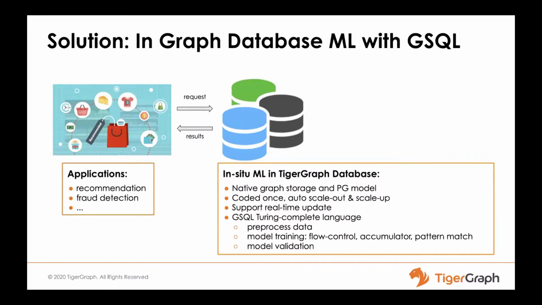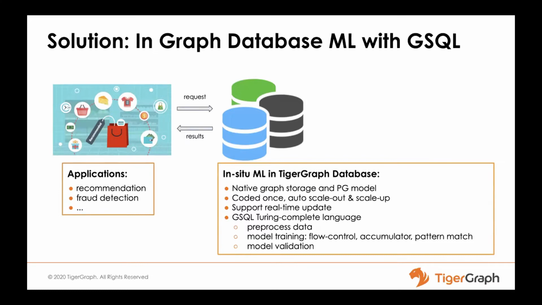One solution is we can do in-database machine learning with GSQL in TigerGraph. TigerGraph is a native graph storage and supports the property graph model. And it also has a powerful language, GSQL, and users can declaratively write any algorithm from simple reporting to advanced analytics such as machine learning algorithms. And the engine will automatically scale out and scale up the query processing. And TigerGraph supports real-time update, meaning that you can ingest data and mutate your data at any time.